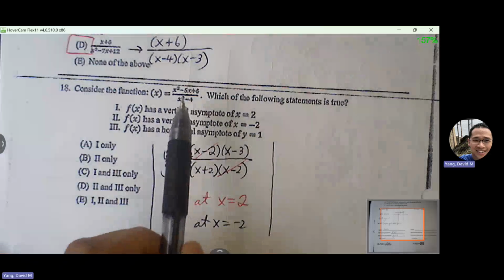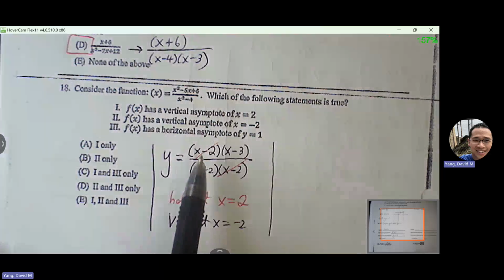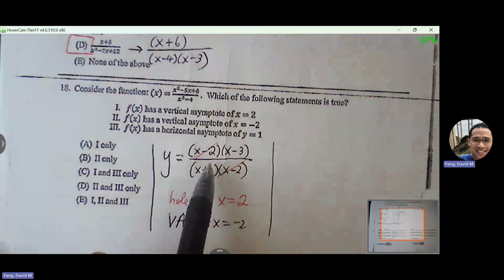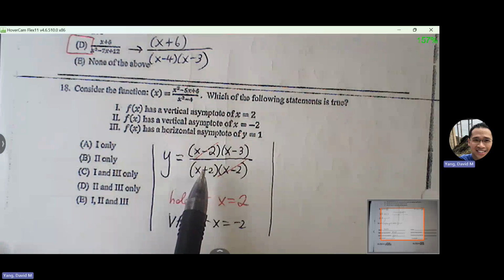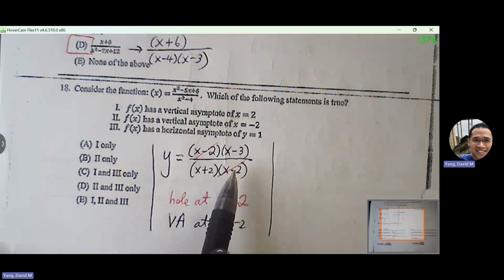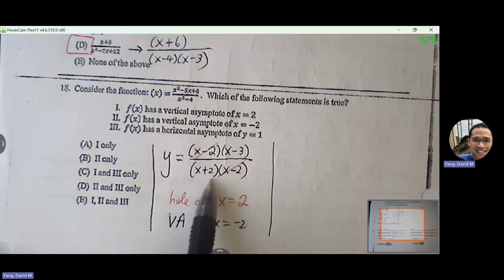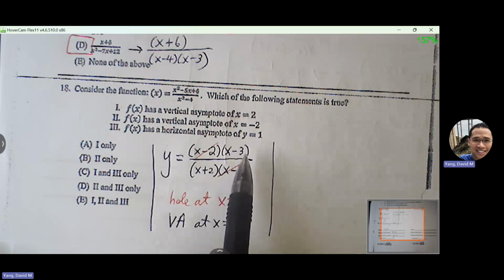Okay, for 18, I factored everything out first. So x squared minus 5x plus 6 becomes x minus 2 times x minus 3. Denominator, x squared minus 4 becomes x plus 2 times x minus 2. The pairing of the x minus 2 tells us there's a hole at x equals 2. The remaining denominator, x plus 2, tells us there's a vertical asymptote at x equals -2.